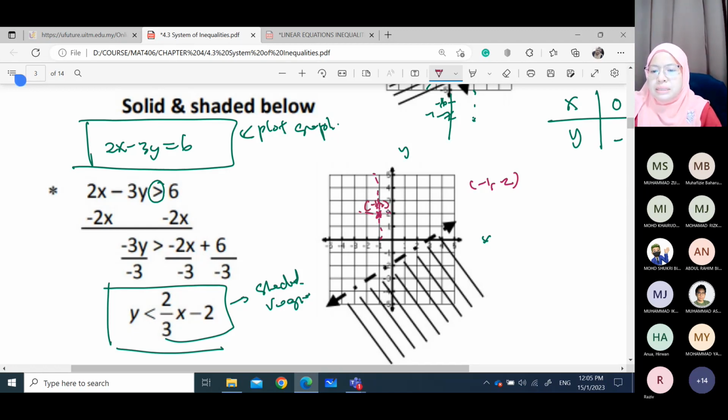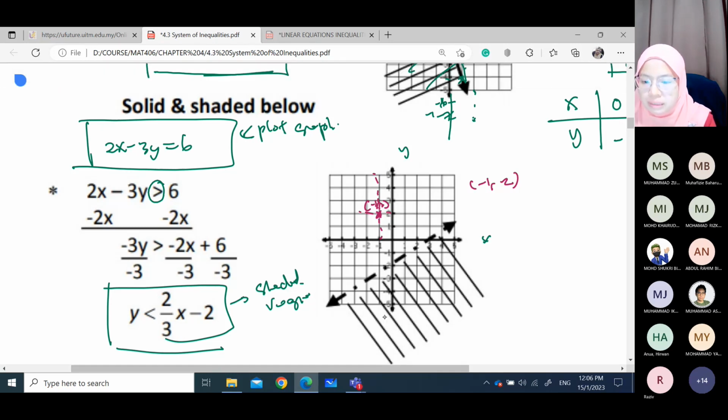Okay, so based on these inequalities, the point negative 1, 2 is not a solution. Ini bukan solution dia, because this point does not lie in the region. Dia tidak berada di dalam region. So we can say that point negative 1, 2 is not a solution. Okay, so solution dia berada di bawah sini.